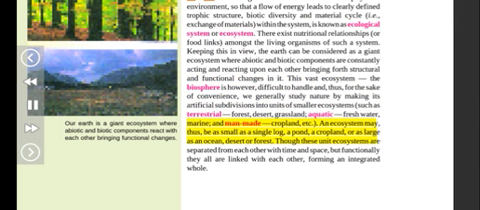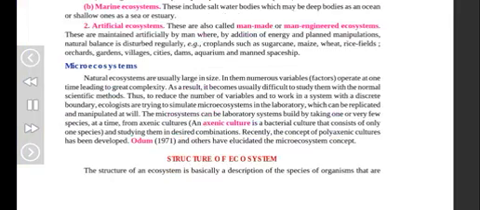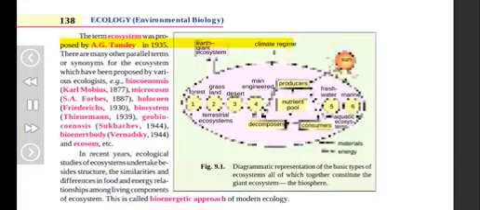An ecosystem may, thus, be as small as a single log, a pond, a cropland, or as large as an ocean, desert, or forest. Though these unit ecosystems are separated from each other with time and space, functionally they all are linked with each other, forming an integrated whole. The term ecosystem was proposed by A.G. Tansley in 1935.